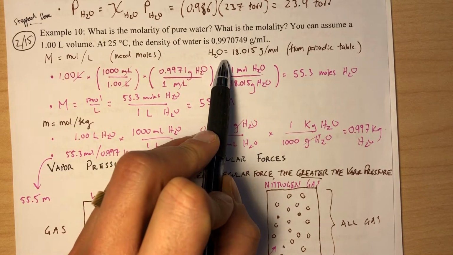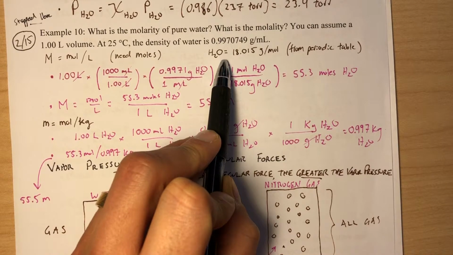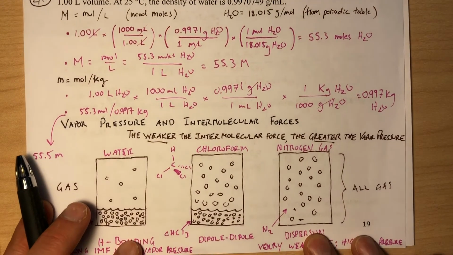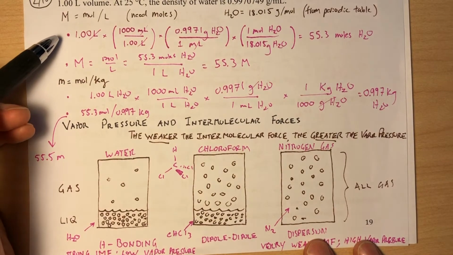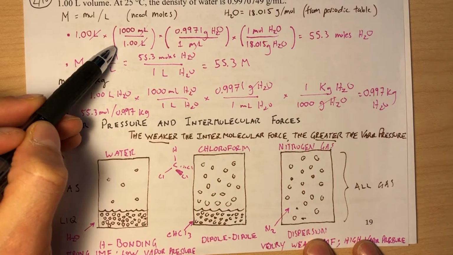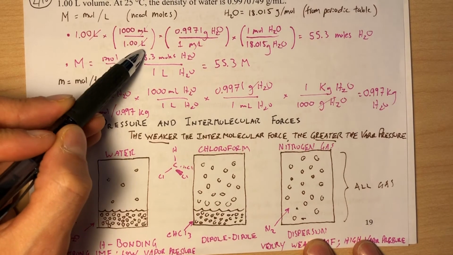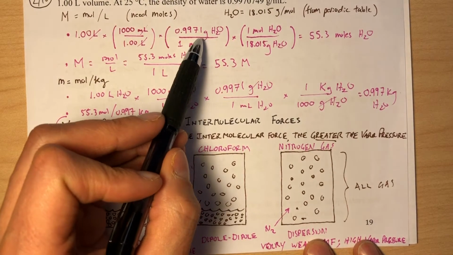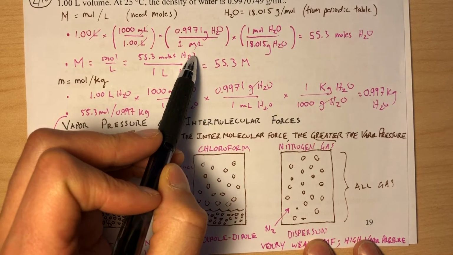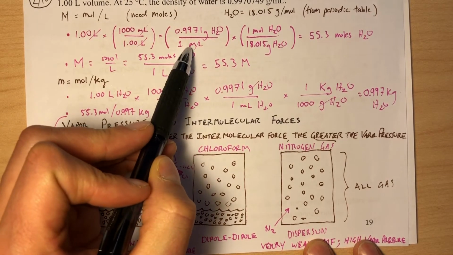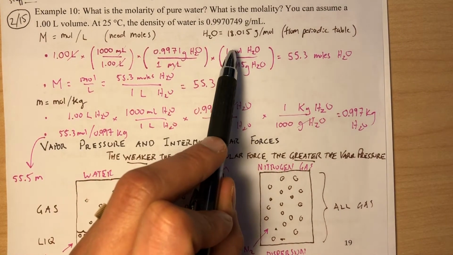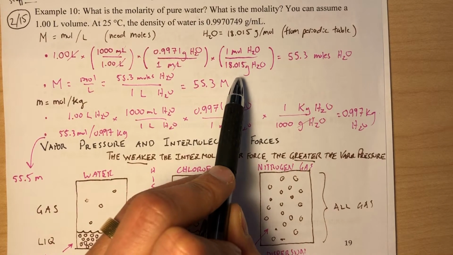And from the periodic table, we can figure out that water has a molecular weight of 18.015 grams. So we can calculate how many moles of water we have. So we take 1 liter, multiply by a conversion factor of 1,000 milliliters per liter so that our liters cancel, and then we multiply by the density of water, which is 0.9971 grams per milliliter, so that our milliliters cancel. We can then convert from grams of water to moles of water by dividing by the molecular weight.